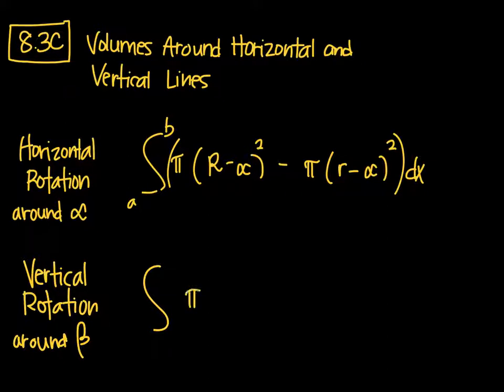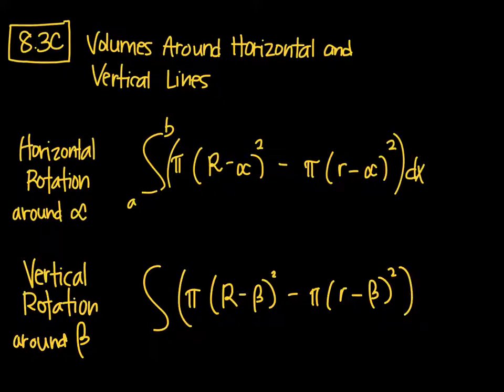Pi times the, again, if you're going around doing something in terms of y, it'll be the thing that's on the right. So that's your r minus beta squared, minus pi times your little r minus the same beta squared. That whole thing has parentheses around it, and what will be the differential on the end? dy, because I'm going around the y-axis, and the bounds will be from c to d, because they are going along the y-axis as well. So everything is in terms of y.